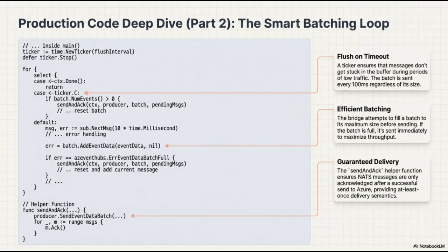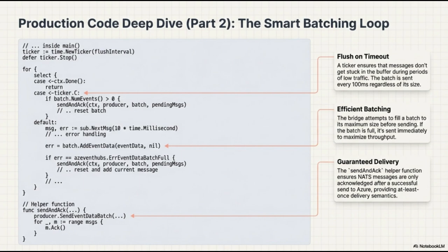The smart batching loop shown here is designed to optimize both latency and throughput while ensuring high reliability. To prevent messages from stalling during low traffic periods, we implement a flush on timeout strategy. A ticker triggers at a defined interval, ensuring that any messages currently in the buffer are sent, regardless of the batch size. This maintains a predictable maximum latency for every event processed.